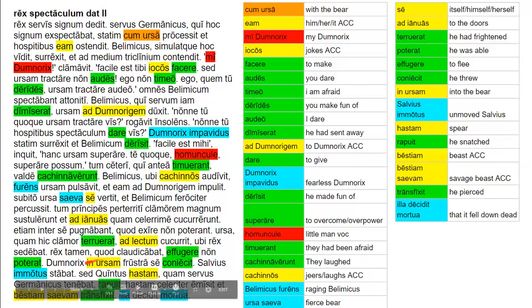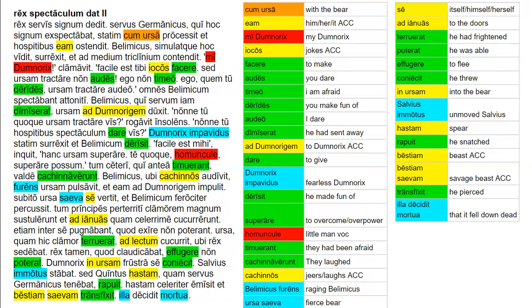All right. Dumnorix in ursam frustra se coniecit. So Dumnorix in vain threw himself onto the bear. Right. So frustra is an adverb meaning in vain, and then the perfect tense coniecit with the reflexive pronoun se, himself, accusative direct object. Salvius immotus stabat. Salvius was standing motionless. Imperfect tense verb stabat.